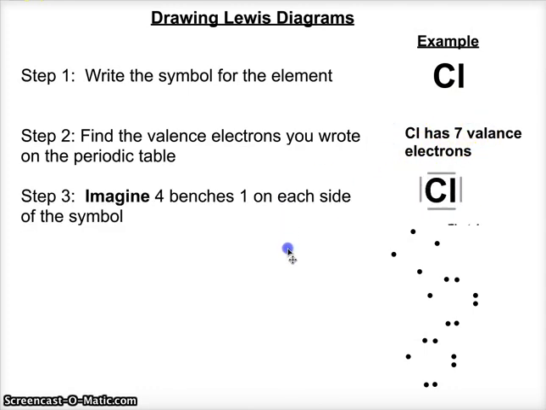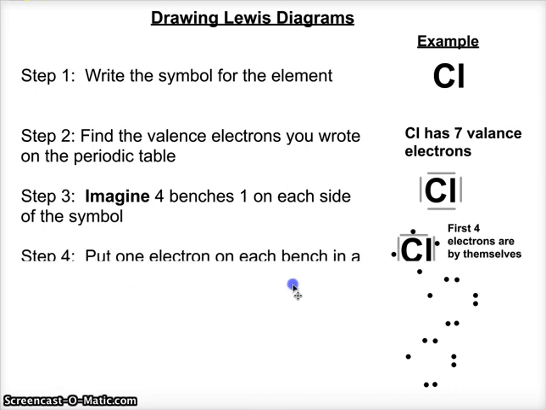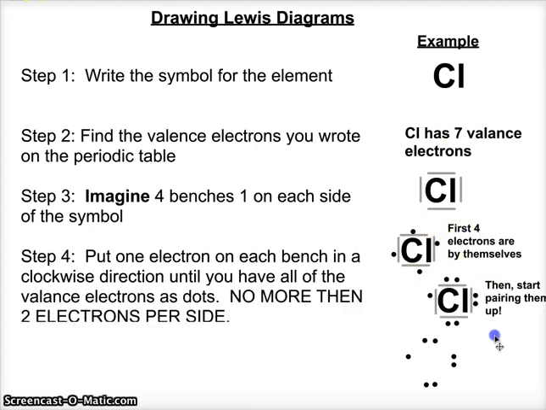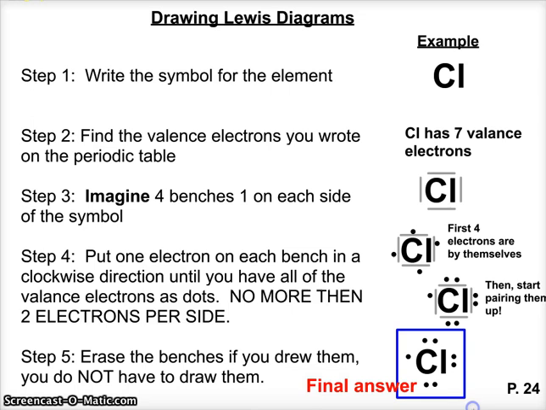Then you're going to put your imaginary benches out, 1 on each side of the symbol. And then you're going to start with those first 4 and make them lonely. Remember, electrons don't like to share benches if they don't have to. So you're going to put 1 on each side, and that's our first 4, but we're trying to get to 7. So we're going to keep going around in a circle, and we're going to pair them up until we get to 7. Then you want to erase your benches if you drew them, and this is your final answer.